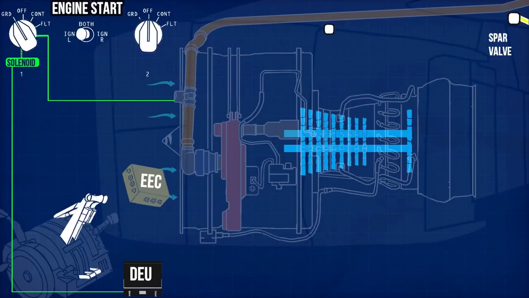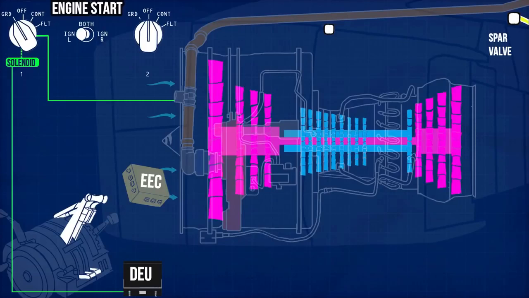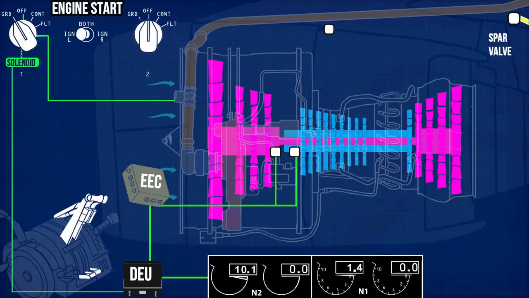As a result, the N1 rotor of the engine, on which the fan, low-pressure compressors, and low-pressure turbines are mounted, begins to rotate marginally. Speed sensors send the rotation speed of the N2 and N1 rotors to the DEU, which displays them in the cockpit. The N2 reaches 25% of its maximum RPM. The engine has now reached the maximum motoring stage.